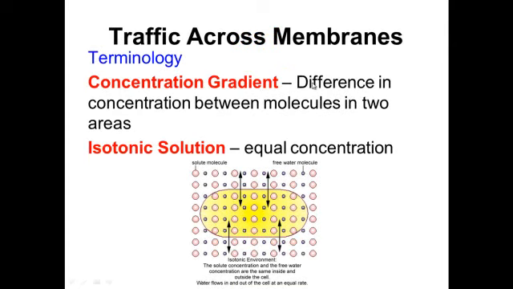We're going to talk about how material enters and exits a cell now. Some of the terminology you need to be familiar with would be concentration gradient. That's the difference between the concentration on either side of a membrane. Usually one's higher than the other. Isotonic is when the concentration on the different sides of the membrane are equal. Iso in math means equal, and so isotonic will be equal concentrations.